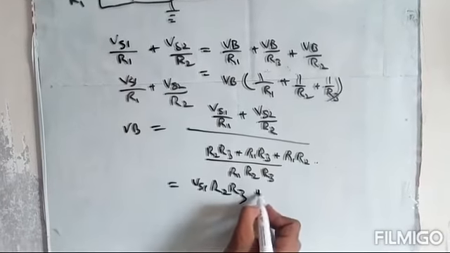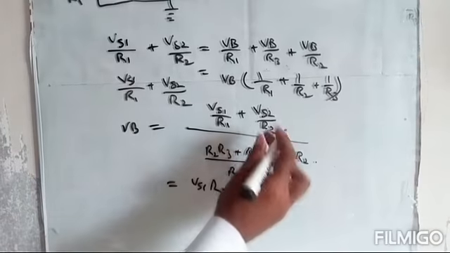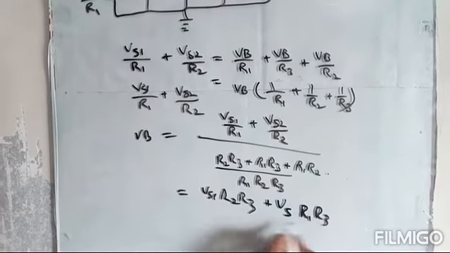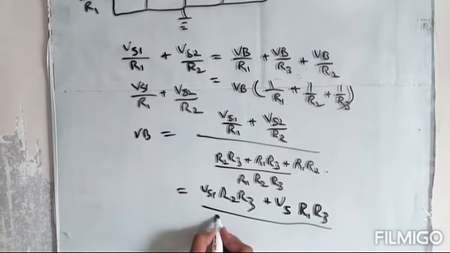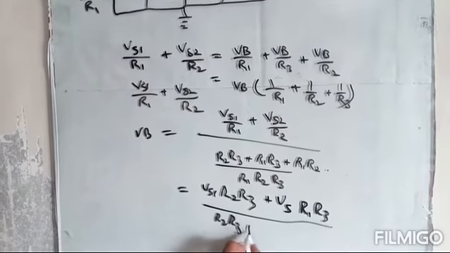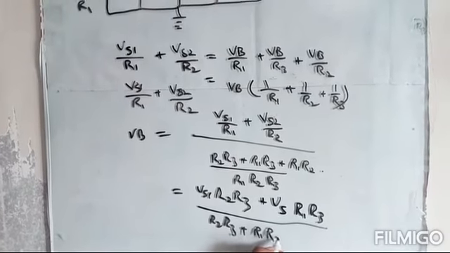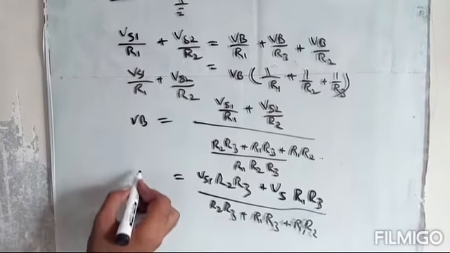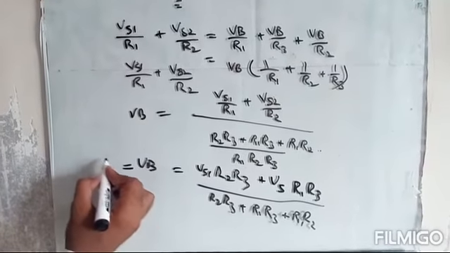So plus this term will become Vs2, R2 will be cancelled with R2 and remaining will be R1, R3, and the denominator will be R2 R3 plus R1 R3 plus R1 R2. This will be Vb, Vb will be equal to V0.